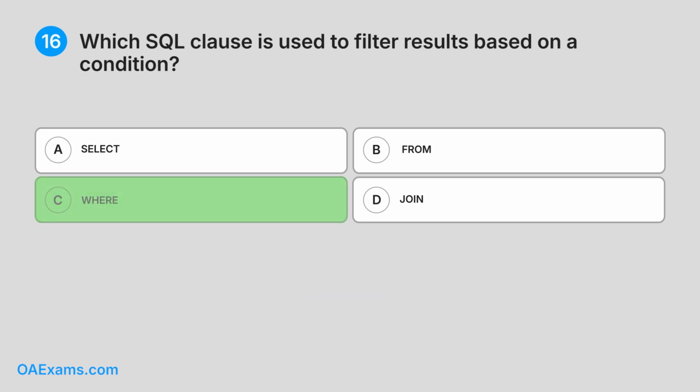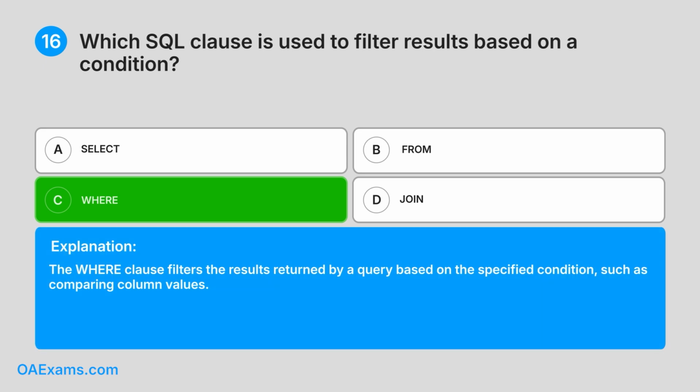Correct answer: C. Where. Explanation: The where clause filters the results returned by a query based on the specified condition, such as comparing column values.